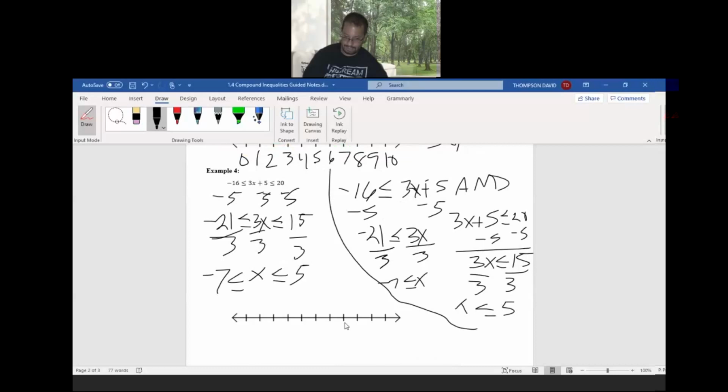So we'll say negative 7, negative 6, negative 5, negative 4, negative 3, negative 2, negative 1, 0, 1, 2, 3, 4, 5. Extended it just a little bit. Put a closed circle at negative 7, a closed circle at 5, and connect. And we just put square brackets around negative 7, comma 5, and we're done.